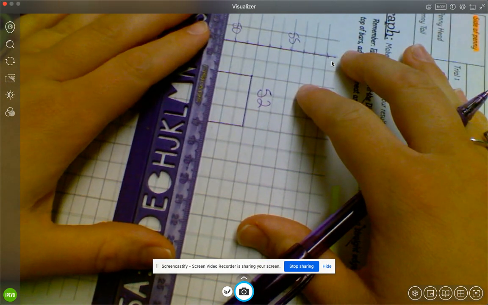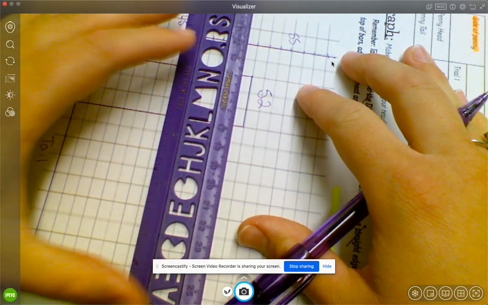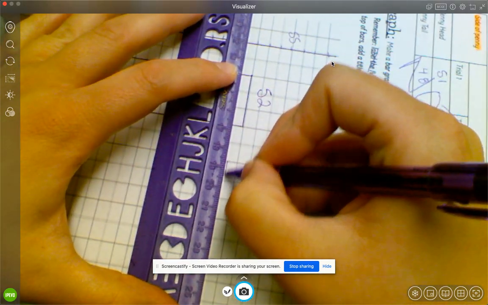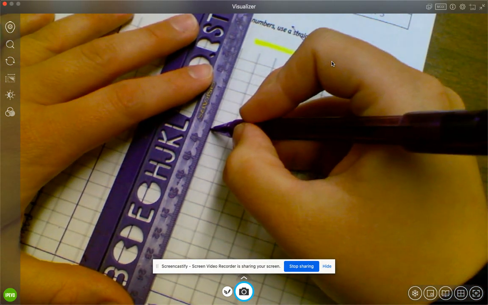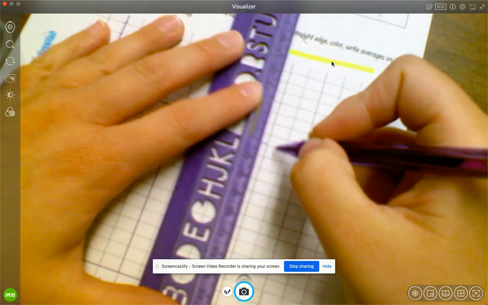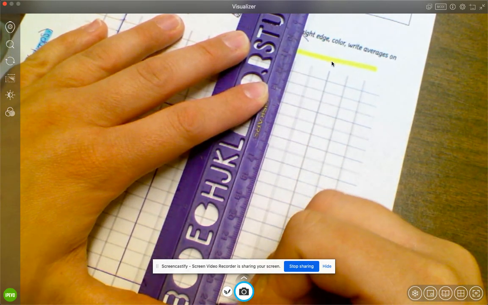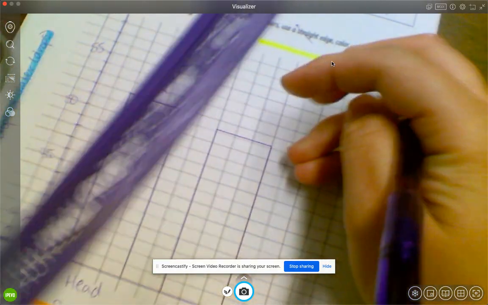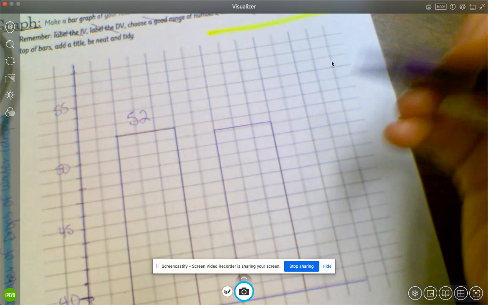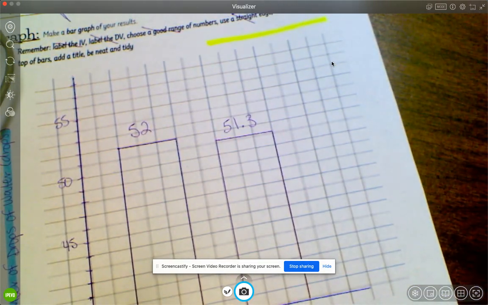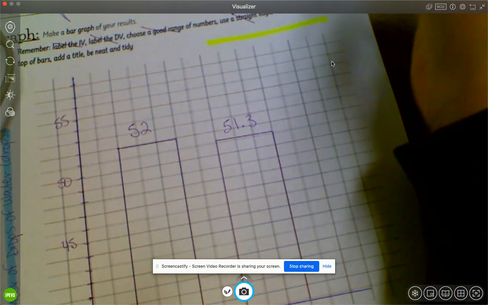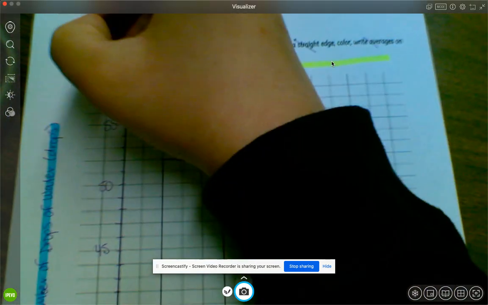So we've got 51, and we're going to go just a teeny bit above that. And we're going to use our straight edge again. Please do not just try to make bars freehand. It always looks like you freehanded it. So we have written averages on tops of the bars.